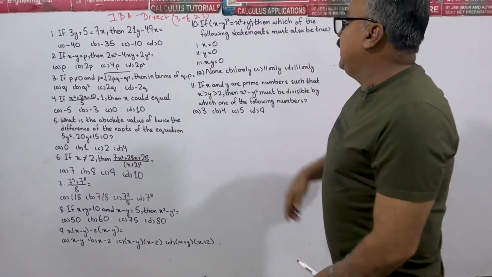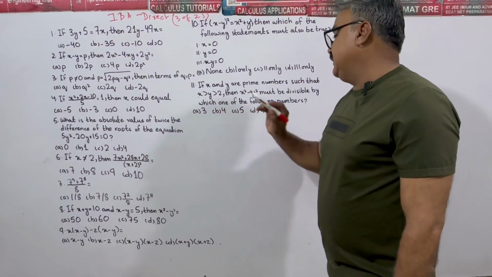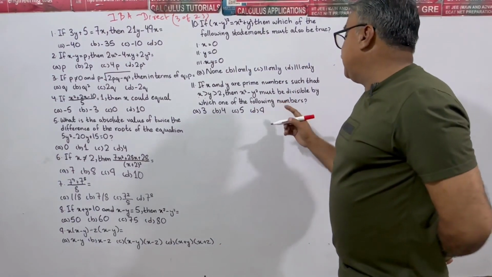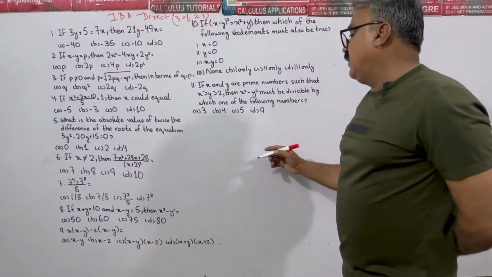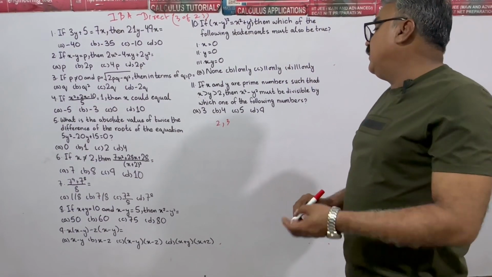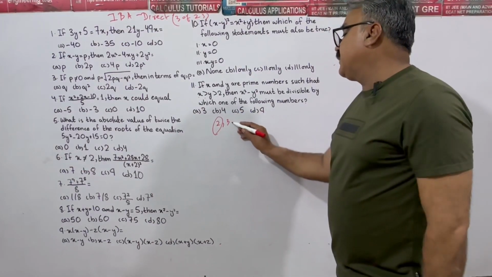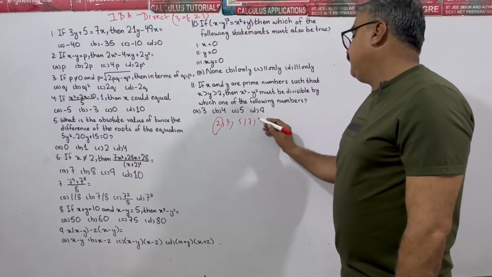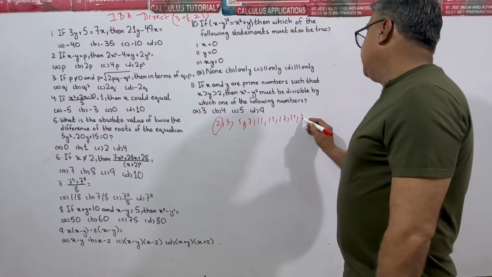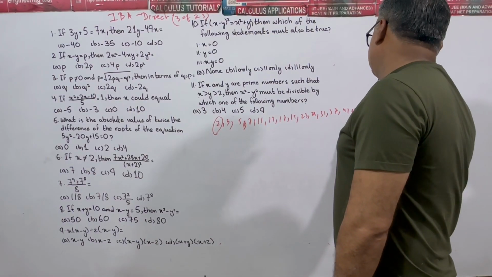Look at this one. If x and y are prime numbers such that x is greater than y, and y is greater than 2, then x square minus y square must be divisible by which of the following? Prime numbers start from 2. 1 is not a prime, and 2 is the only even prime. The rest of the primes are odd: 2, 3, 5, 7, 11, 13, 17, 19, 23, 29, 31, 37, 41, 43 and so on.